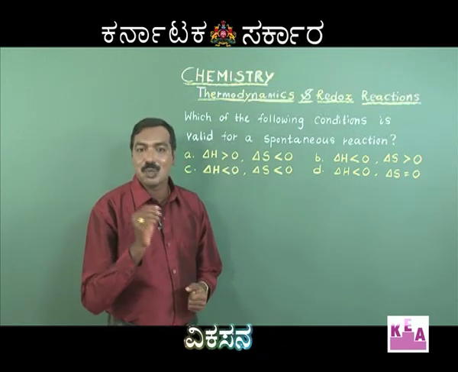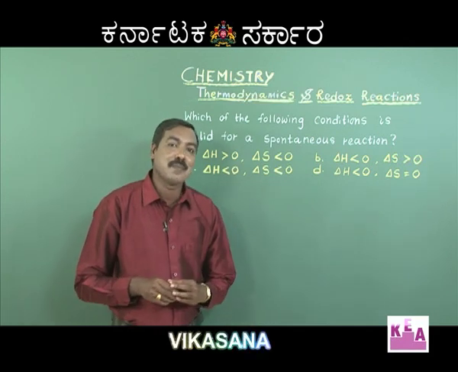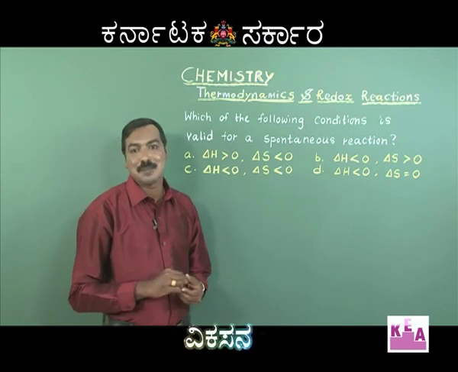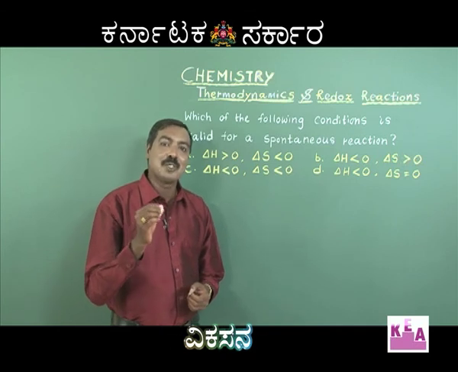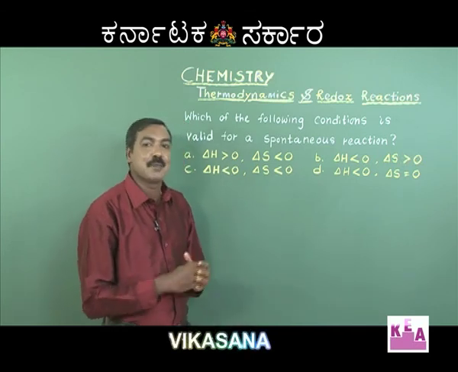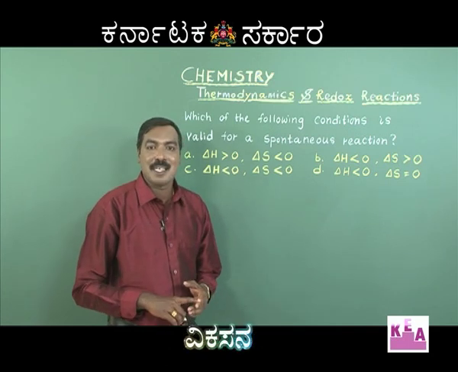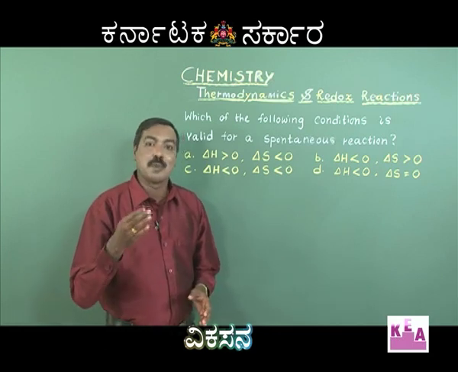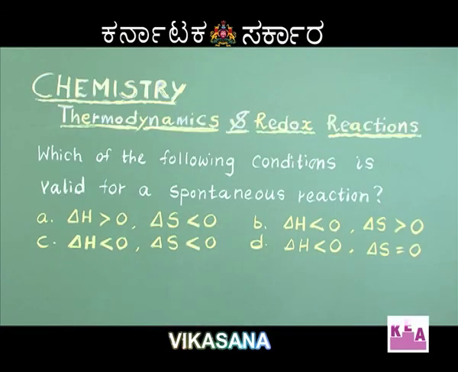I mentioned these two terms, entropy and free energy. What is entropy? Entropy is the randomness of a system, the disorderness of a system, while free energy is the amount of energy available to do useful work. So quickly summarizing, conditions necessary for a spontaneous reaction: delta H should be negative, delta S should be positive, delta G should be negative. Now here it's connected only with delta H and delta S.